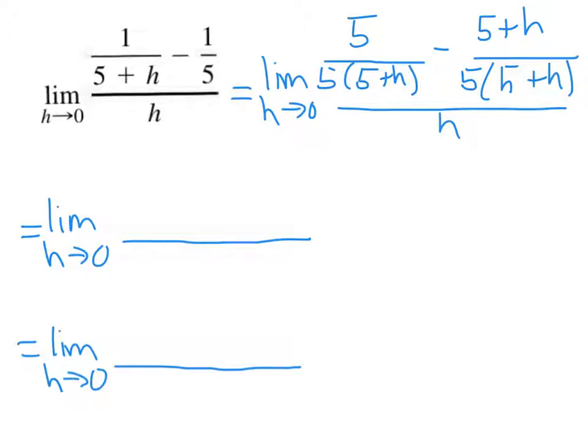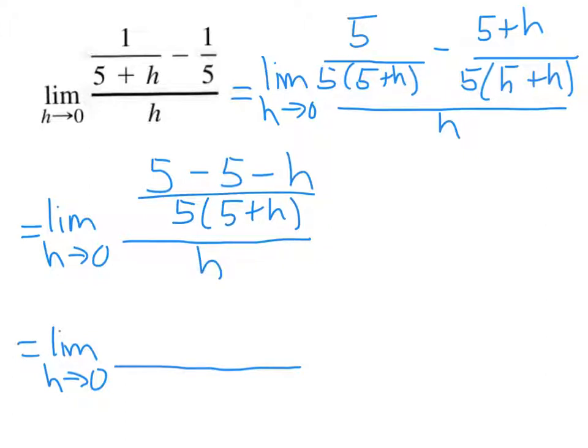Okay, in the next step we'll write them together. So on our numerator here we'll have 5 minus 5 minus h. Real quick, just to clarify that, you have to make sure this minus goes to both of these pieces. So I'm actually distributing minus 5 and a minus h. That's all I got here. And this is all over our common denominator, which is 5 times 5 plus h, which is all over h. Okay, so we have 5 minus 5 on the top, and so we'll have a minus h left over.